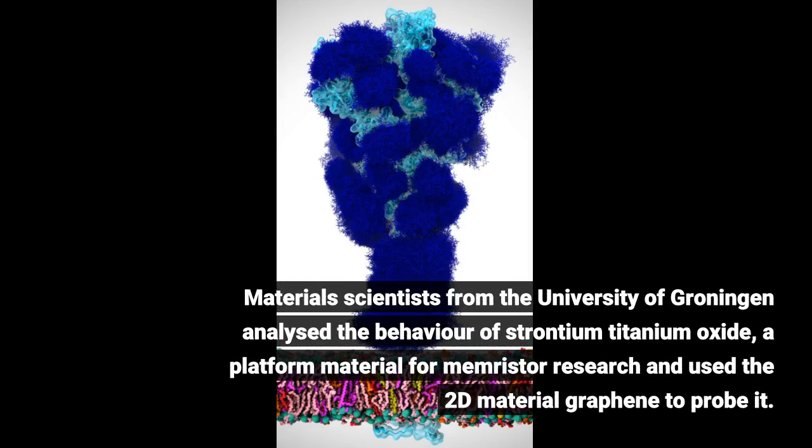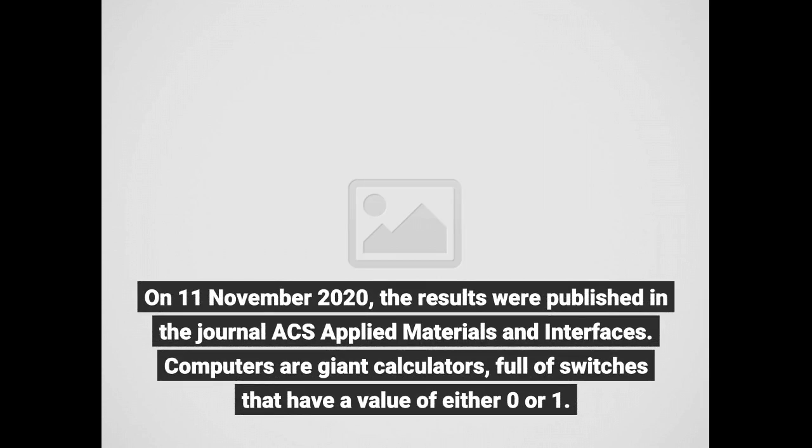Materials scientists from the University of Groningen analysed the behaviour of strontium titanium oxide, a platform material for memristor research, and used the 2D material graphene to probe it. On the 11th of November 2020, the results were published in the journal ACS Applied Materials and Interfaces.